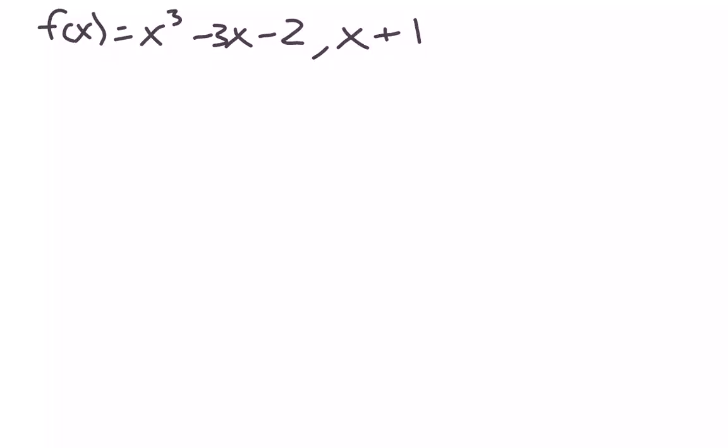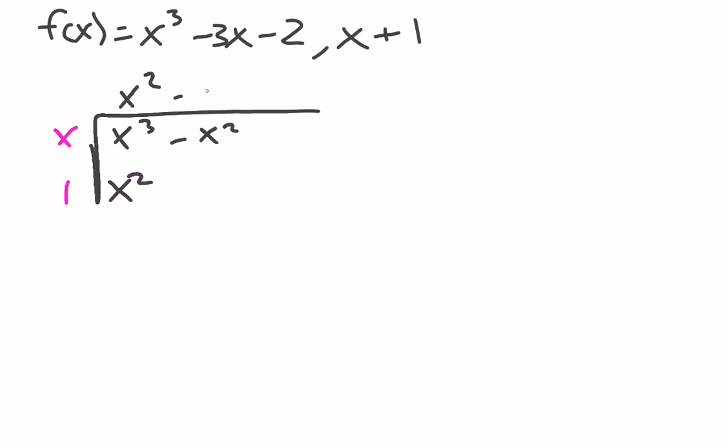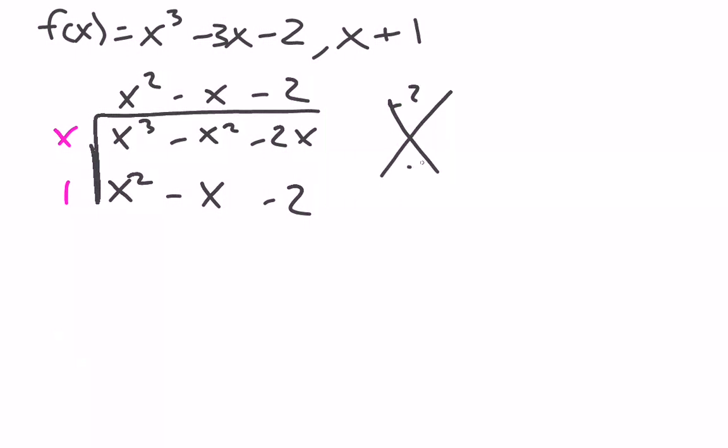Okay, next one. They give me the factor this time, so x plus 1. We have x cubed, so that gives me x squared, but I don't have an x squared, so I need to subtract. So that'd be minus x, I need another 2, so minus 2, and then let's check by factoring. Is there something that multiplies to negative 2 and adds to negative 1? Yes, negative 2, positive 1. So this factors to x minus 2, x plus 1.